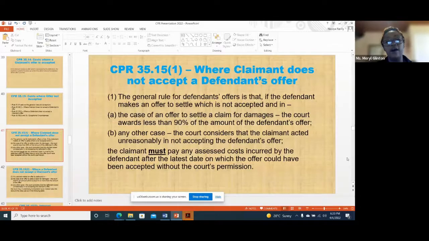And remembering now that this part applies not only to settlements which relate to damages, but also to any other case. So in this particular scenario, consequences will apply in the case of where there's a claim for damages. If the court ends up awarding the claimant less than 90% of what the defendant offered by way of damages in damages claims, then there will be consequences for that claimant.